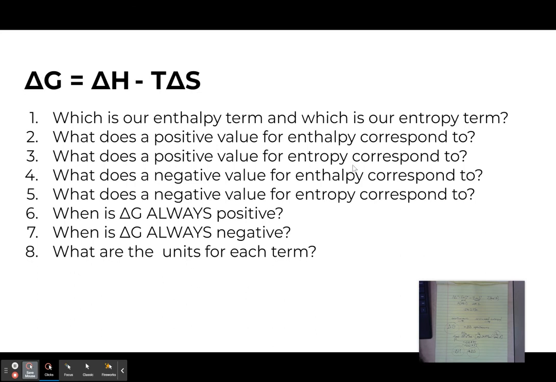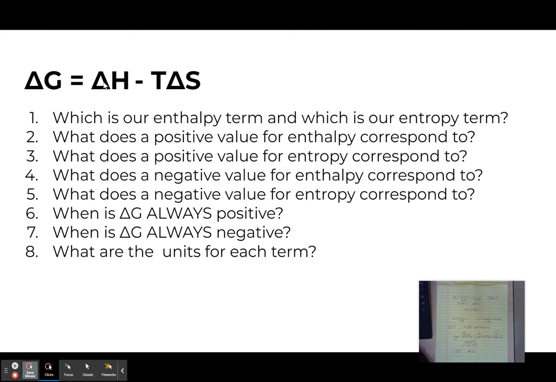Okay, a negative value for enthalpy means that you will be exothermic. A negative value for entropy means that you will be reducing the entropy, fighting the universe, making delta G more positive. So when is delta G always positive? Well, if you have an endothermic reaction and a decrease in entropy, it will be positive, because this is a negative sign. If your delta S is negative, it makes this positive. Delta G will always be positive.